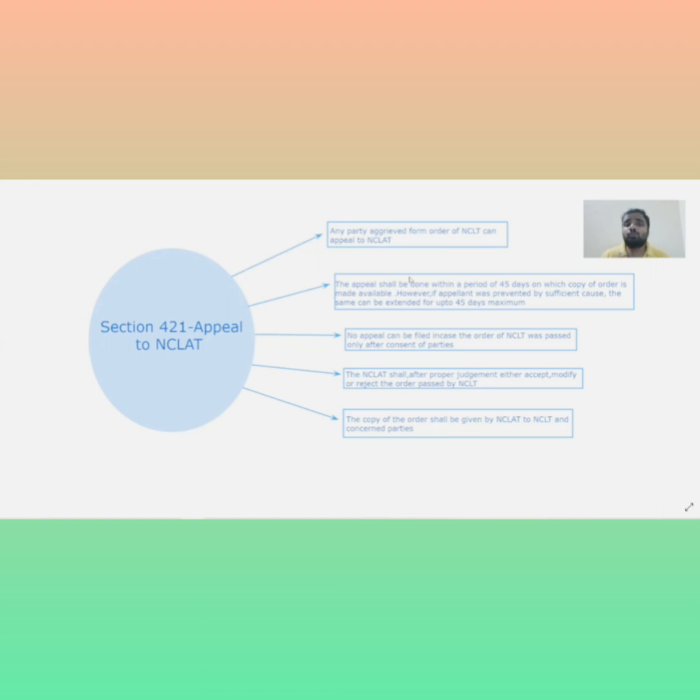But that is not going to be for an indefinite period of time. It's not that after 10 years, you come out of your sleep and say, okay, I want to go to NCLAT. No, that is not going to happen. There is a fixed timeline, and that is 45 days from the date on which the order has been made available to the concerned parties. But still, they have given some relief. What if, due to some genuine reasons, you're not able to appeal within the specified time? The NCLAT will consider it, and it can be extended, but up to a maximum of 45 days.